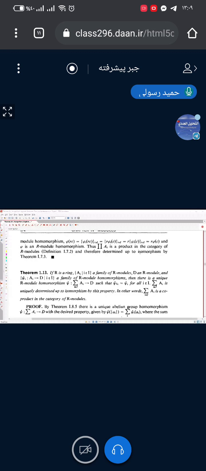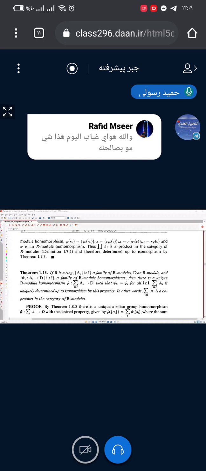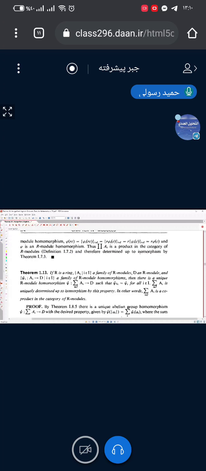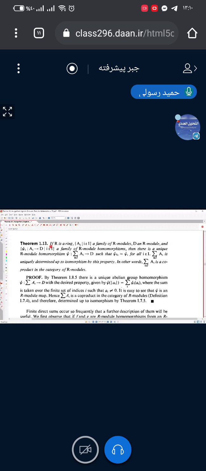The next theorem deals with coproduct. If R is a ring, A_i is a family of R-modules, D an R-module, and psi_i from A_i to D a family of R-module homomorphisms, then there is a unique R-module homomorphism psi from the sum of A_i to D, such that psi L_i equals psi_i for all i in I. The sum of A_i is uniquely determined up to isomorphism by this property.